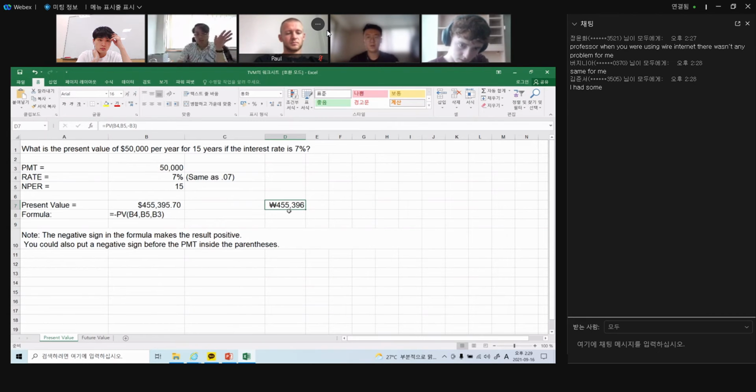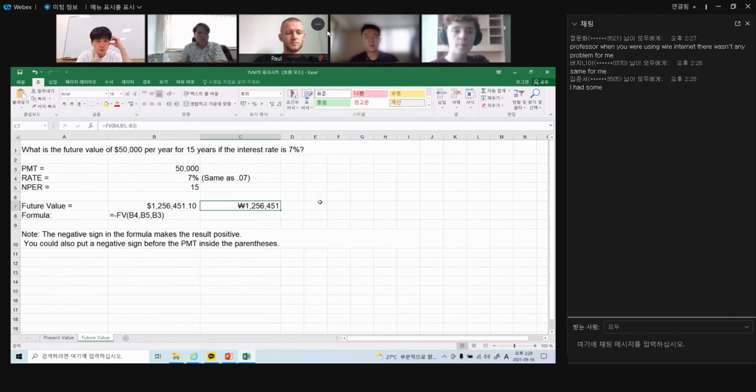So the way to calculate the present value of an annuity is the same as the present value. The only difference between the present value of an annuity and present value is that in the present value of an annuity, you should enter the information of payment instead of future value. That's the one major difference.